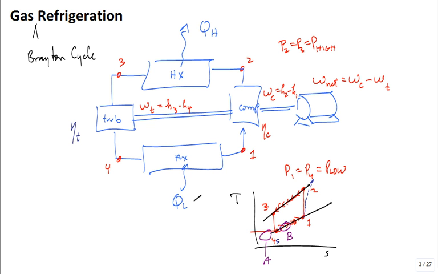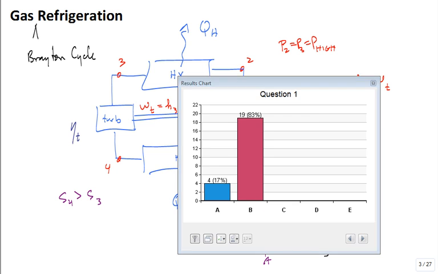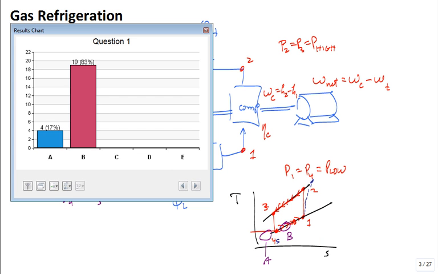Here's a hint. If you have irreversibilities, is S4 going to be greater than S3 or less than S3? Greater, because you have entropy generation. And so it's going to be B, isn't it? It'll be over B. So, good to the 19 students that got that one.